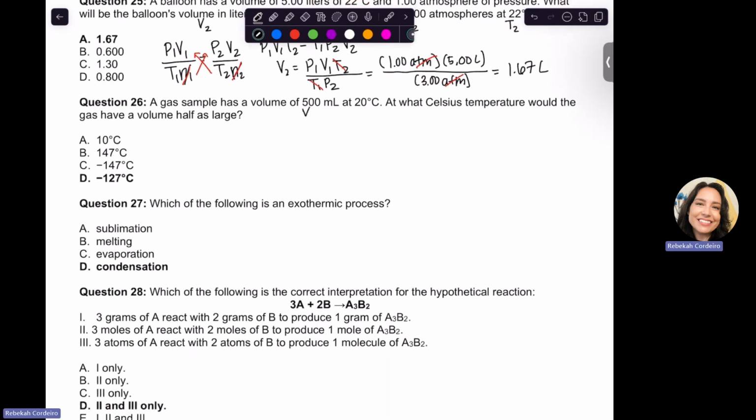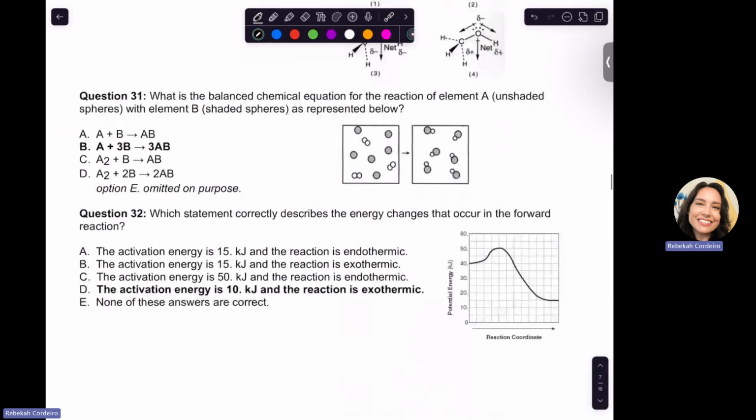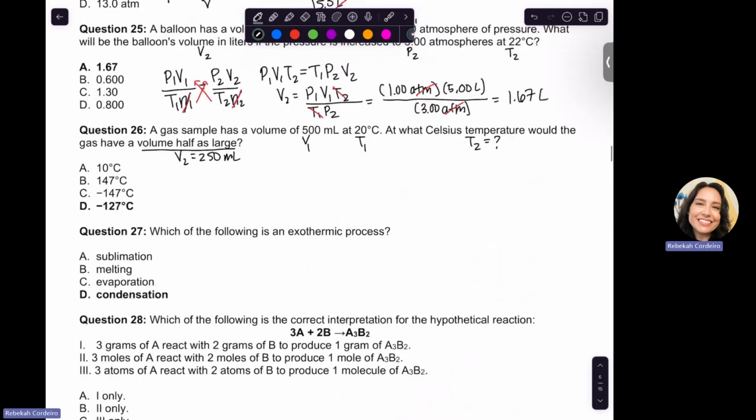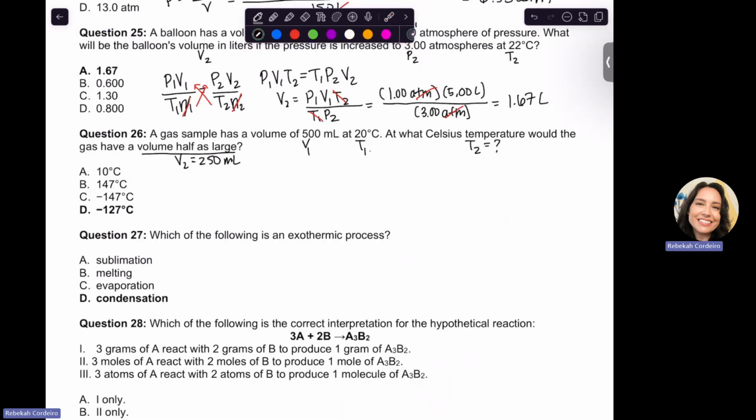All right, we have a volume, we have a temperature, and then we want to know what the new temperature is, so now these become 1s. And then the volume is half as large, what would that V2 be? If the first volume is 500, what's half of 500? 250. So when we're doing volumes, as long as it's the same unit on both sides, that's fine. But when we're doing temperatures, we always have to plug in Kelvin. Even if they want Celsius at the end, you still have to plug in Kelvin to do the math.